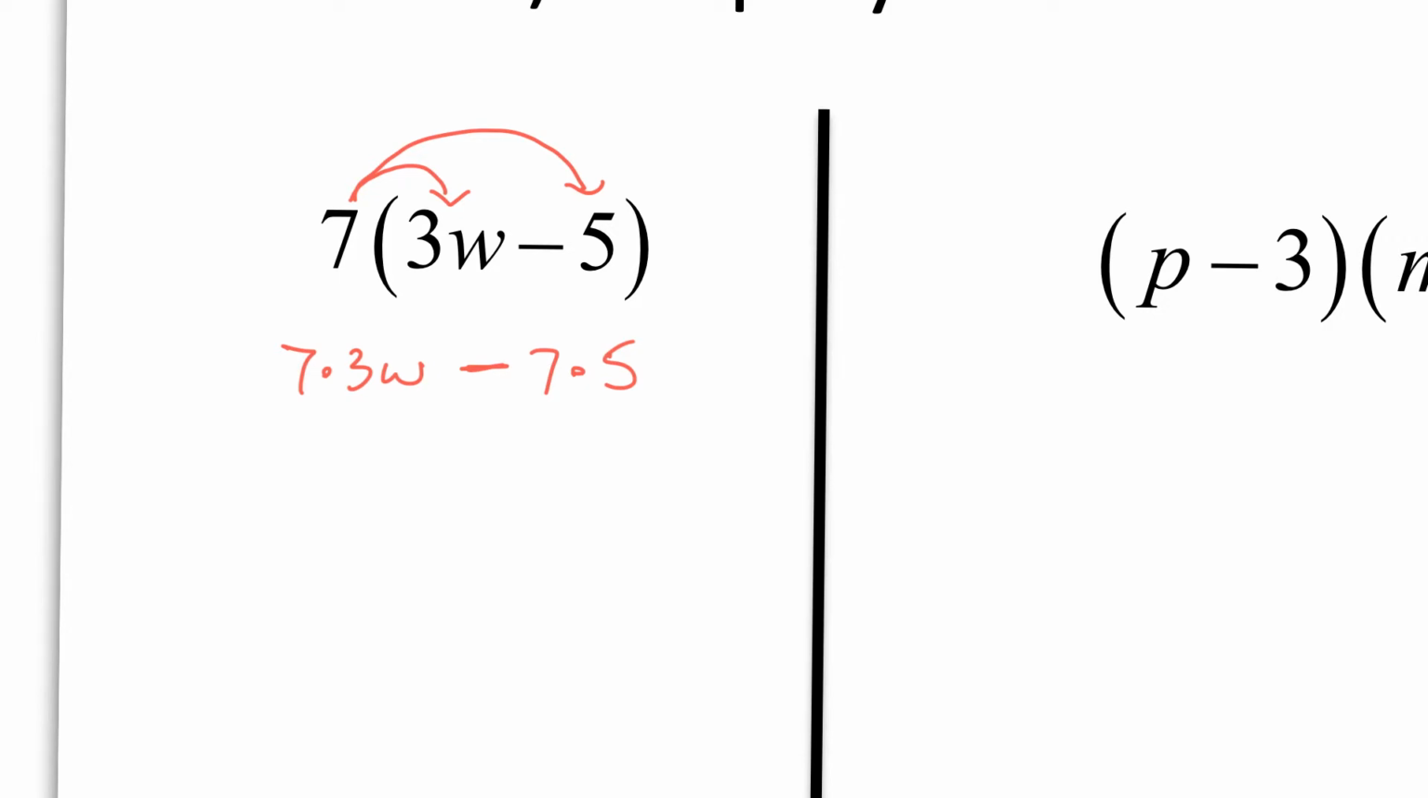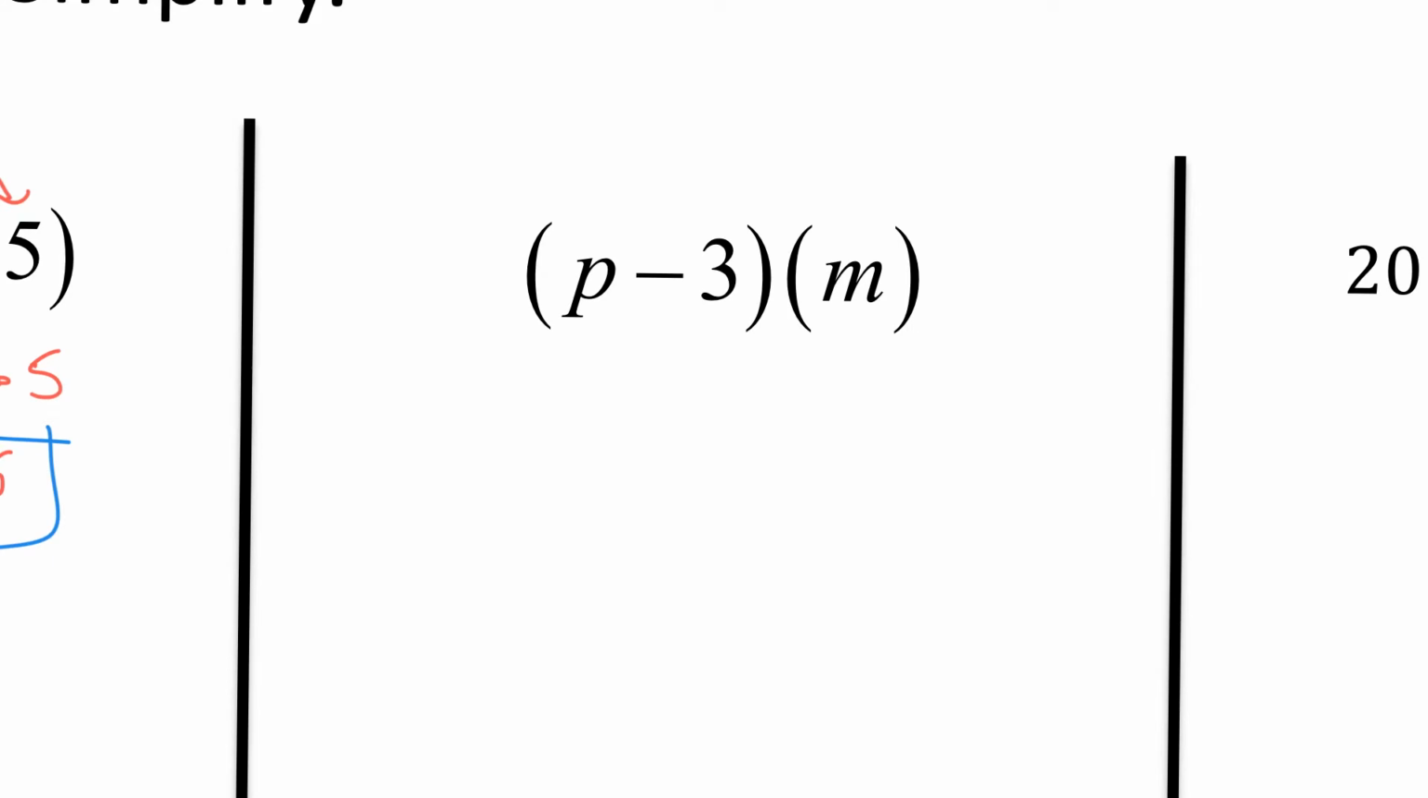Now, when you multiply 7 times 3w, you just multiply the coefficients, the numbers. 7 times 3, that's 21. And you keep the variable, w, 21w. Minus 7 times 5 is 35. Those two are not like terms because 35 doesn't have a w. This number has a w, so they're not like terms. So our answer is right here.